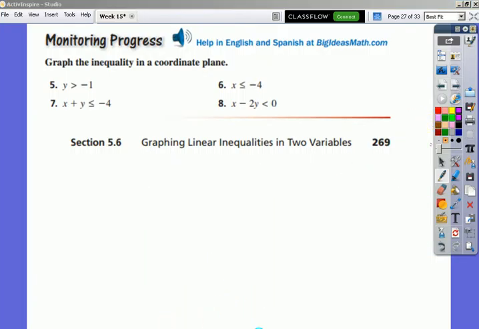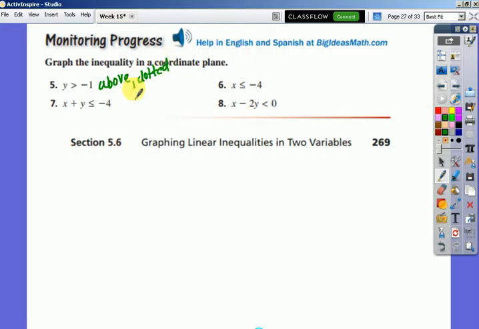All right, so let's go ahead and determine how we're going to shade each of these. So number 5, we've already looked at. Is that going to be above the line that we're going to shade or below? Above. If it's towards the y, it's above. Okay, is that solid or dotted? Dotted. So it's above and it's dotted.